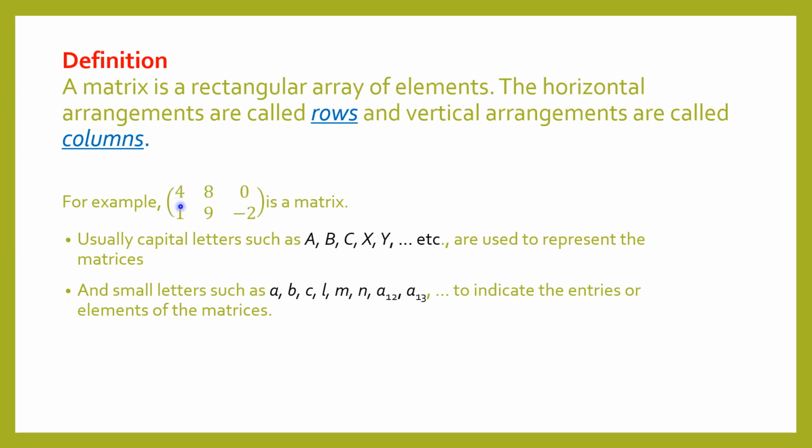And these are called columns. So here we are having three columns. Like said, we have to represent the name of the matrix usually with capital letters. Okay, and the elements inside this matrix are represented as small letters. And also we represent the elements with their position, A12, A13, like that.